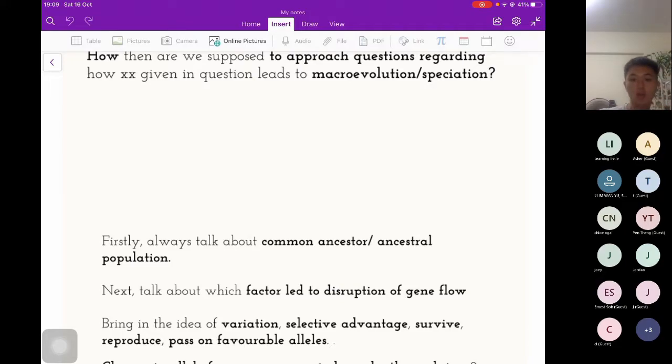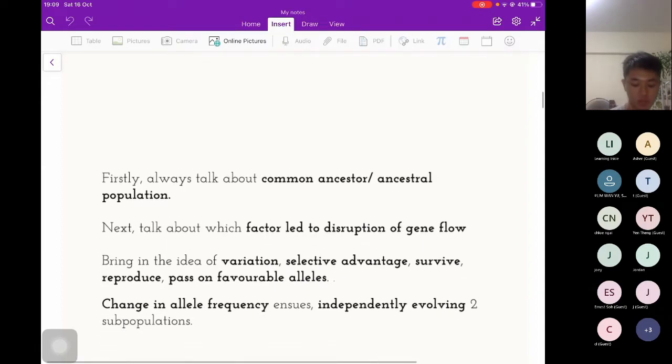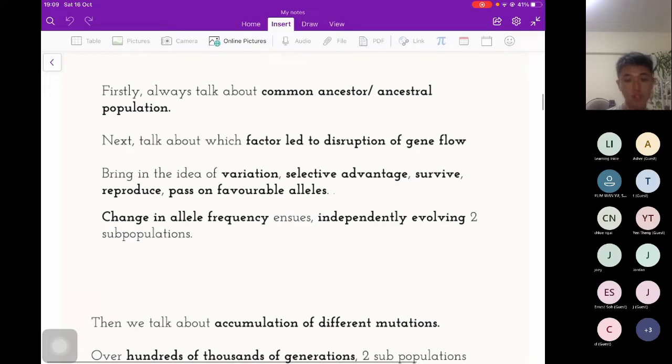What does variation mean for a population? It means that some have a selective advantage. Those with a selective advantage are able to survive. If they're able to survive, they're able to reproduce. If they're able to reproduce, they're able to pass on favorable alleles. When they pass on these favorable alleles, there will be changes in the allele frequency within your population.